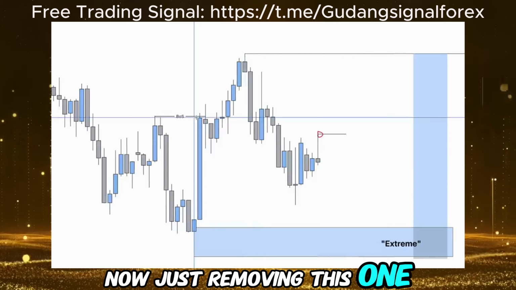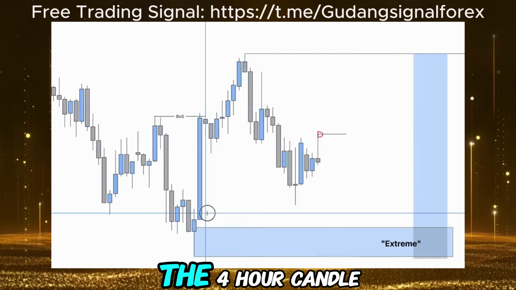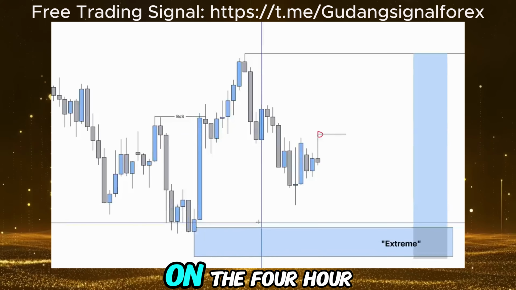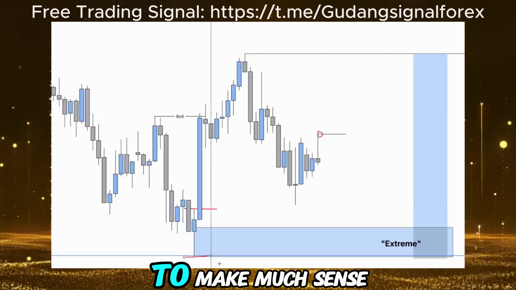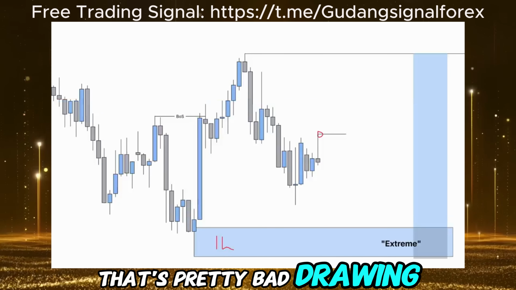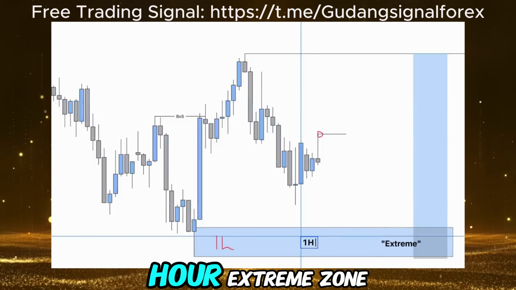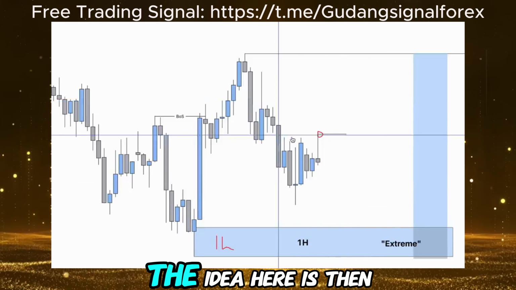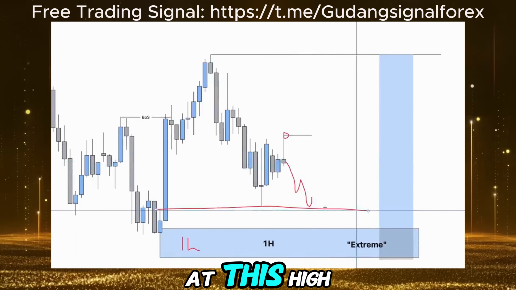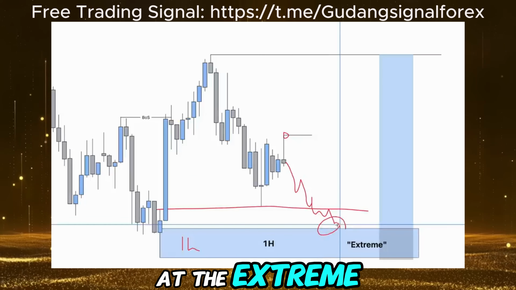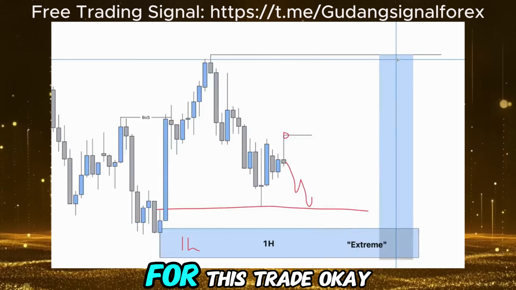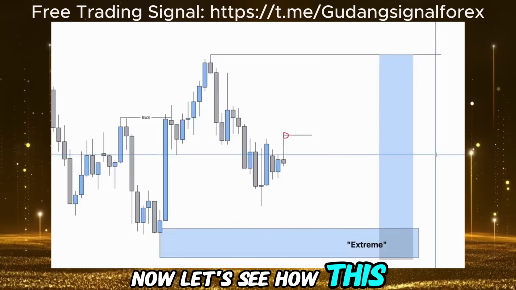Now, just removing this one for a moment, we can see that now the 4-hour candle basically has a zone covering half of it. On the 4-hour, first glance, doesn't really seem to make much sense, but that's because this is a 1-hour zone, okay? That's pretty bad drawing, but you get the idea. So this is our 1-hour extreme zone. The idea here is then that we've actually managed to refine the trade down, and rather than getting in at this high, we're going to be getting in at the extreme, the refined area, which is going to give us the best risk reward for this trade. Okay, now let's see how this market runs out.